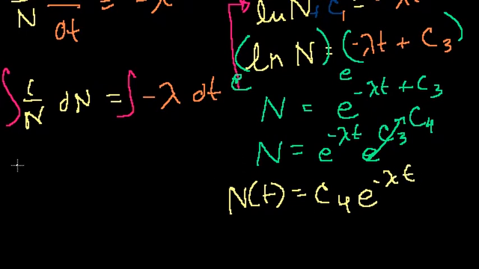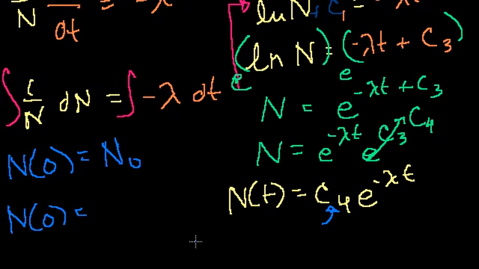Now let's say even better, let's say that at t equals 0, we have n sub 0 of our sample. That's how much we're starting off with. So let's see if we can substitute that into our equation to solve for C4. So at t equals 0, n sub 0 is equal to C4 times e to the minus lambda times 0. Well, minus anything times 0 is 0, so it's e to the 0.